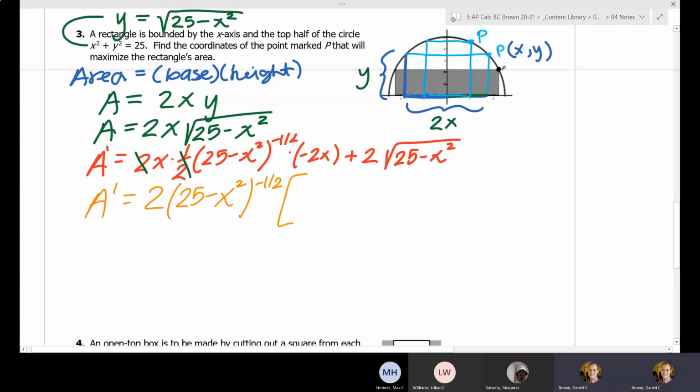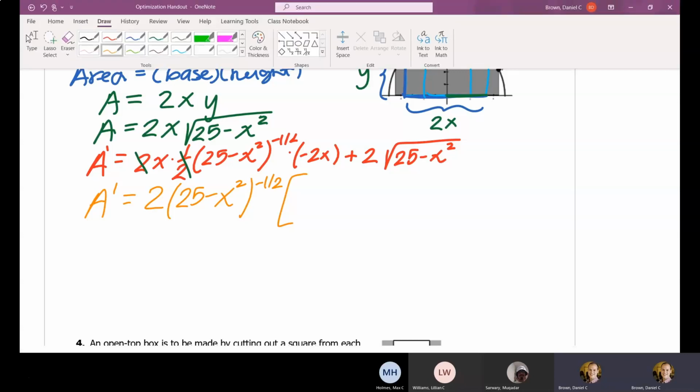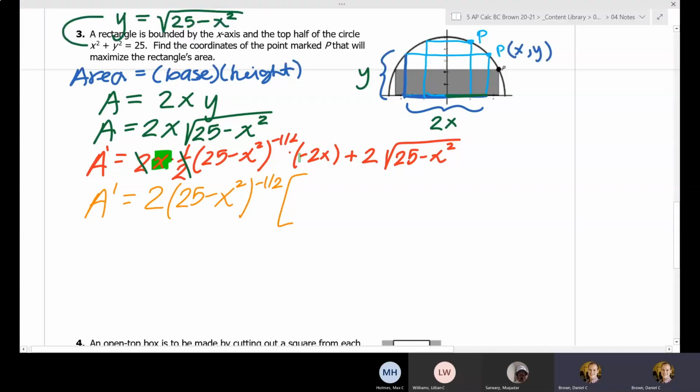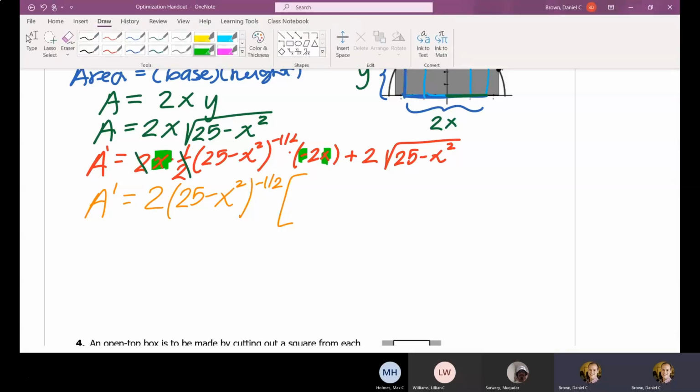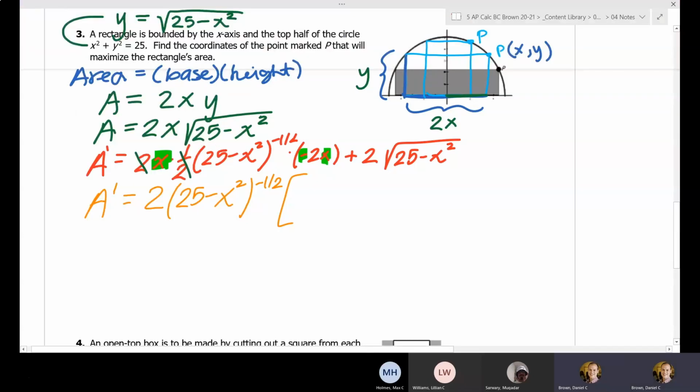And then we have all the leftover pieces. In that first term, I took out a 2. What's left over is an x, a negative, and another x. So that's going to become negative x squared.